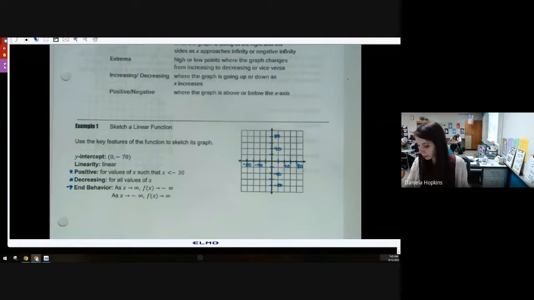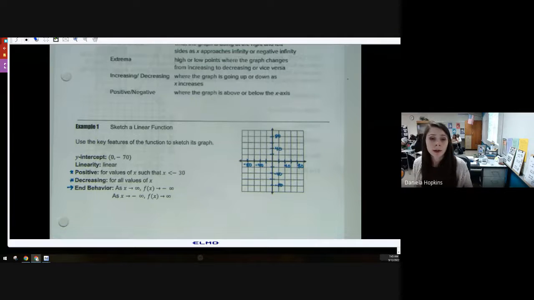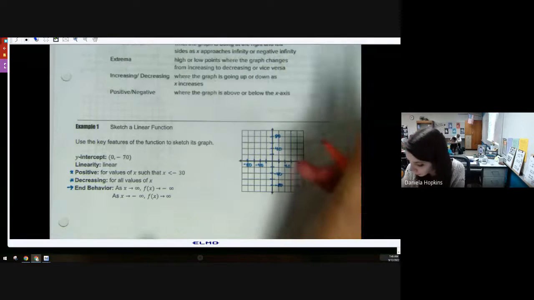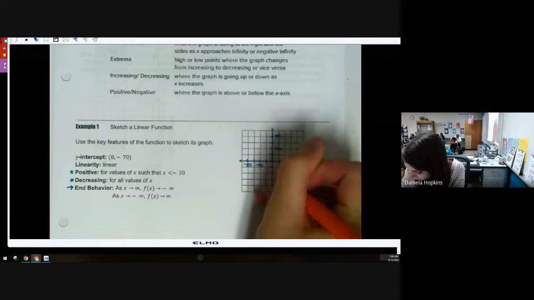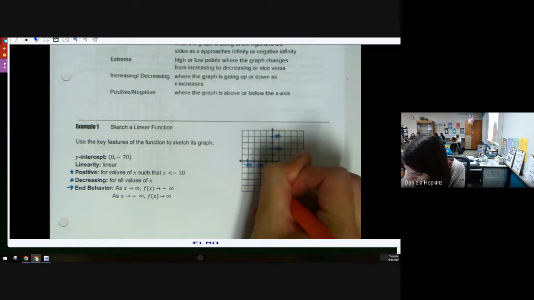But in general, if it's not labeled, you guys need to label what you're counting by. I always tell students, treat me like I'm a dummy, so that you make it super obvious for when I grade it. So let's start with this y-intercept, 0, negative 70. So I'm going to go to x equals 0, and then I'm going to go down 70, so halfway between negative 60 and negative 80.